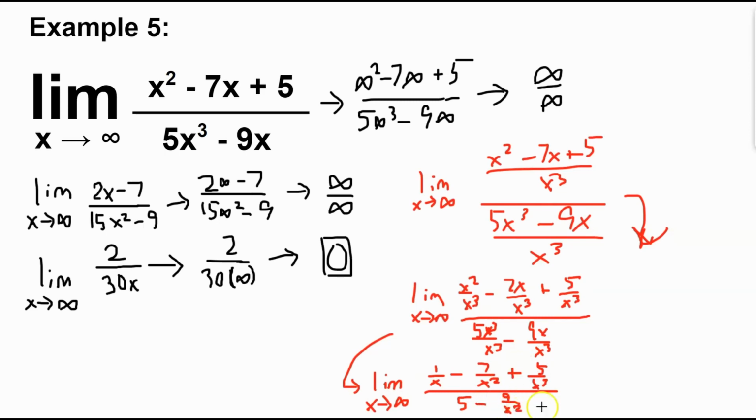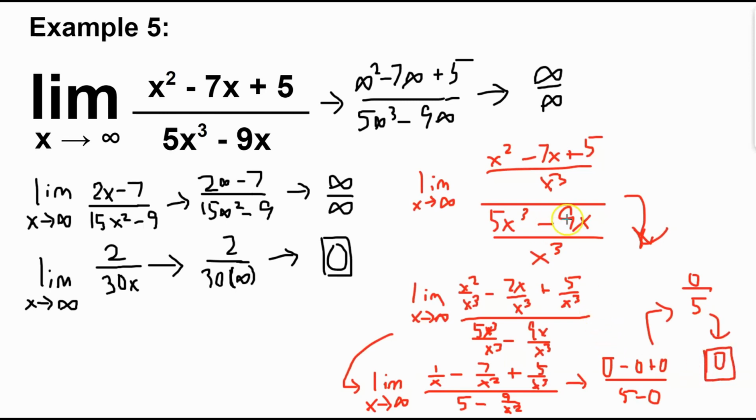And you should be realizing here that all these terms, other than the 5, have the x in the denominator, not in the numerator. So if we're substituting in infinity for x and they're all in the denominator, then all of these terms go to 0. And so we're just left with 0 minus 0 plus 0 all over 5 minus 0. So essentially, it's just 0 over 5, and 0 over 5 is the same thing as 0.